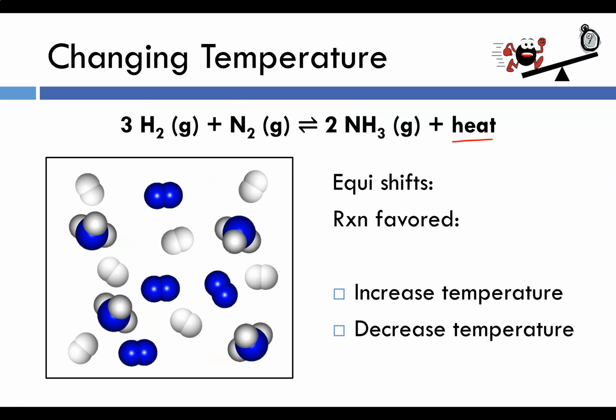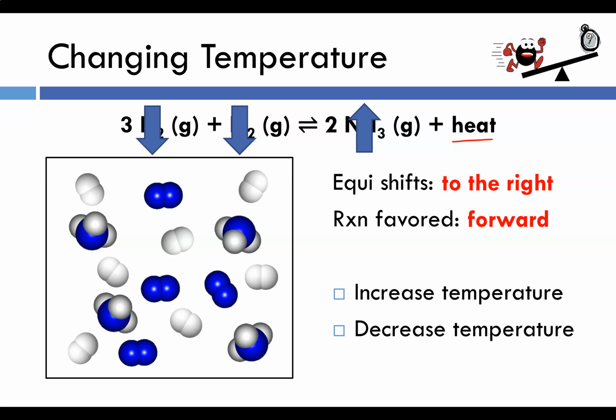If I decrease the temperature, the opposite of decreasing the temperature is, of course, increasing it. The system is going to want to effectively warm itself up. It's going to want to produce heat. So in this case, we'd favor the exothermic reaction. We'll see a decrease in the concentration of N2 and H2 and an increase in the concentration of NH3. The reaction is shifted to the right, and the forward reaction has been favored.